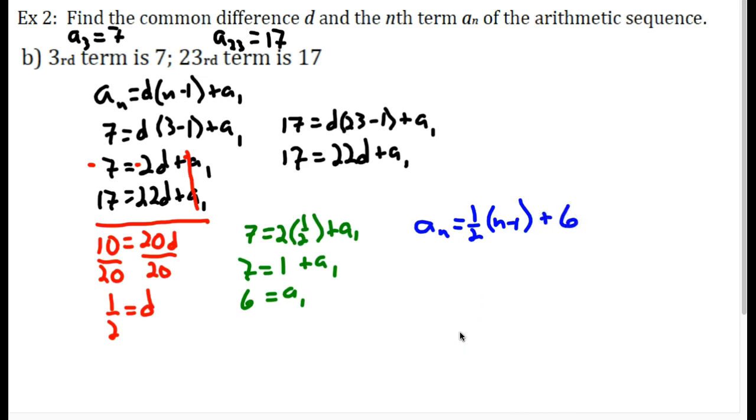Okay, and we could double check this to make sure it works. We could plug 3 in. So if I plug 3 in, my third term, 3 minus 1 is 2, 2 times 1/2 is 1, 1 plus 6 is 7, checks out. If I plug in 23, 23 minus 1 is 22, times 1/2 is 11, 11 plus 6 is 17, checks out. Okay, so this would be my final answer, my nth term formula.